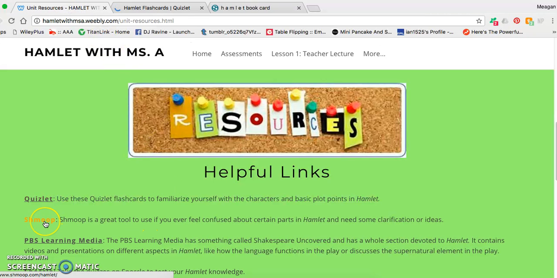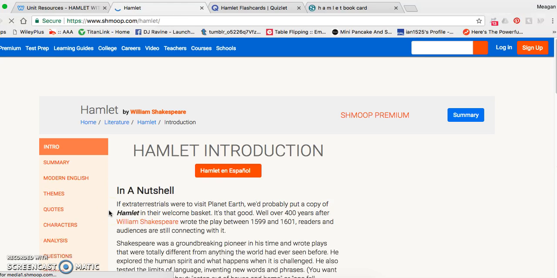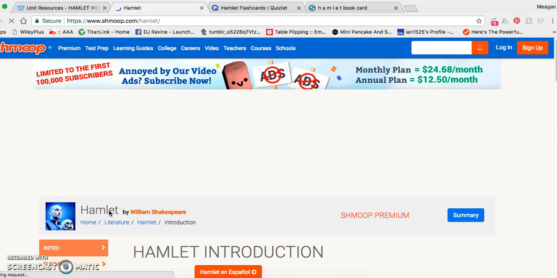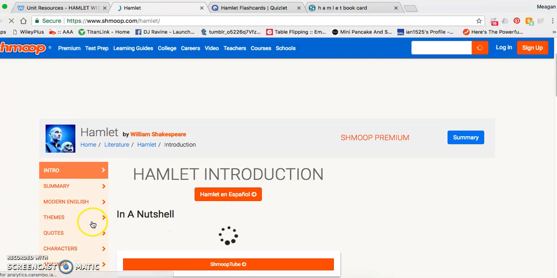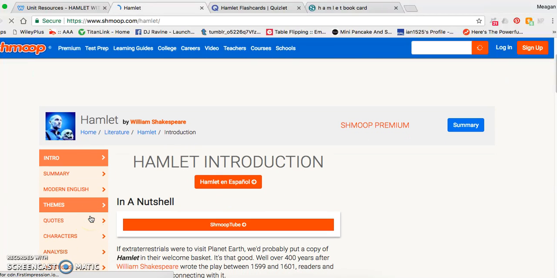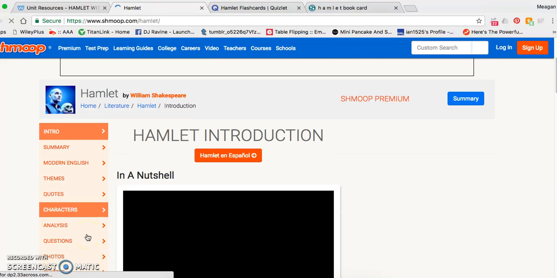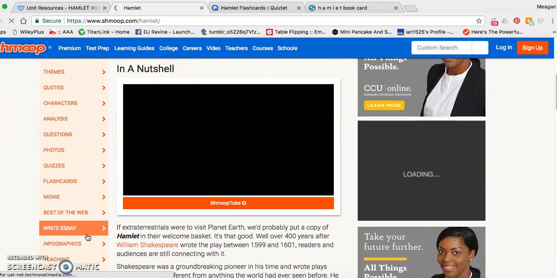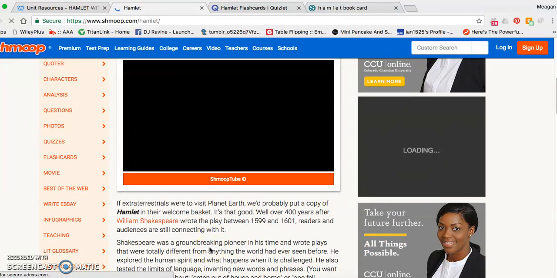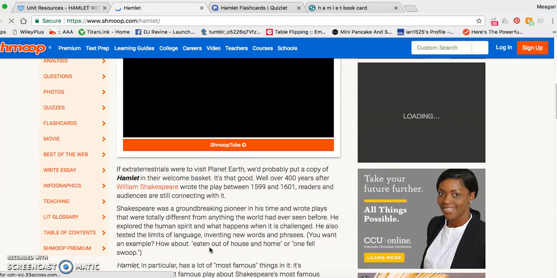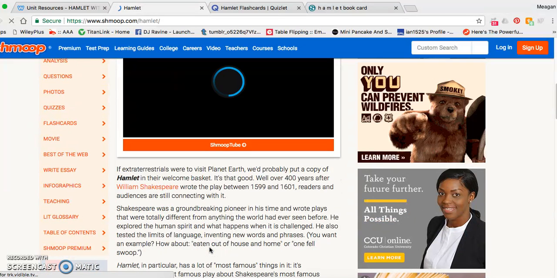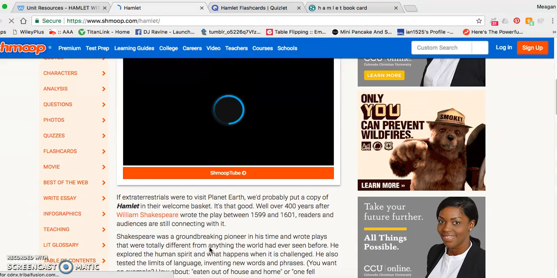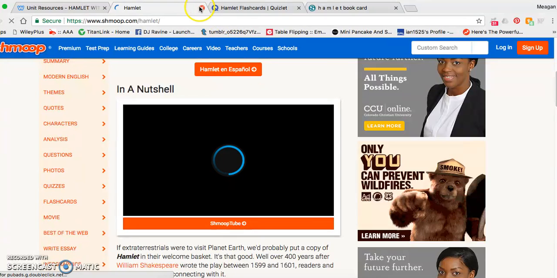And here we have Shmoop. Shmoop is a website that introduces Hamlet, can discuss important themes, characters, quotes. If students feel lost, like why aren't they able to derive any ideas of their own, they can use the ideas on Shmoop as a guide for them to create their own ideas or what themes they think are important. So I think that's very useful.